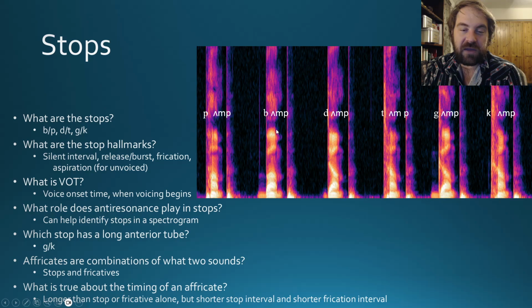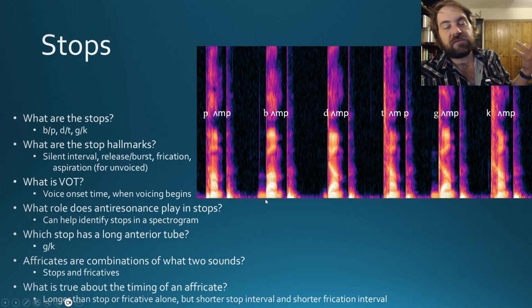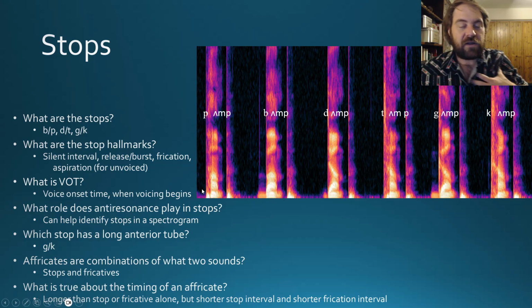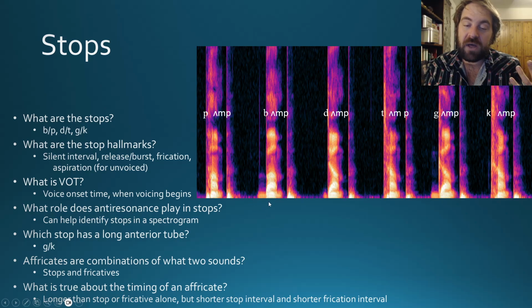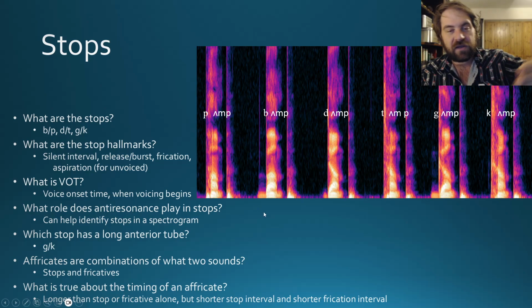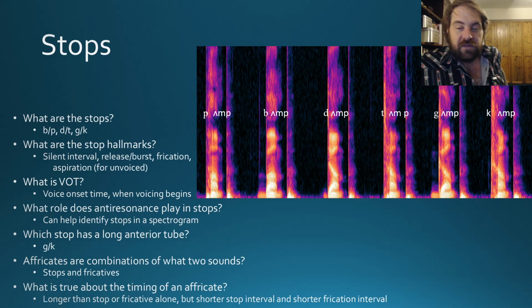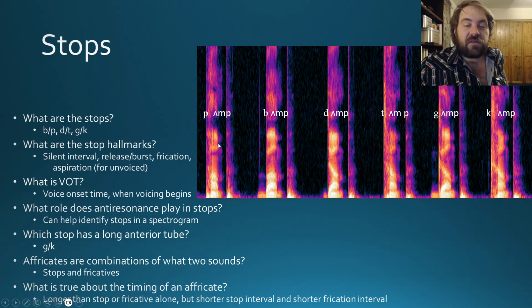So we've got P and B. First of all, big difference is voicing. You can see the voicing in the B, but not in the P. So the voice onset time is negative for B. I start voicing these way before I have the release of air. The second thing to notice is that there is no preferred frequency where the acoustic information is being released. P all over, and that means B all over.